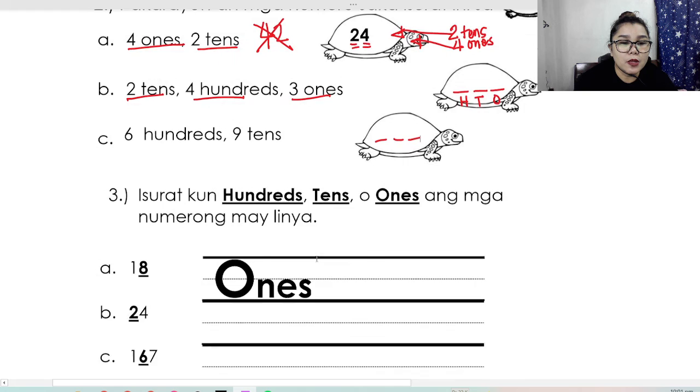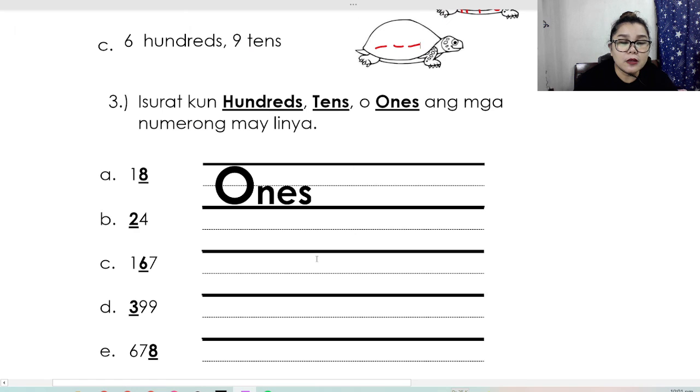Okay? Number 3. Okay, part 3. Isulat kung hundreds, tens, o ones ang mga numerong may linya. For letter A, it's given as an example already. So, we have 18. So, what is 8 in 18? It's ones. Bakit? Ones, tens, hundreds. So, 8 here is ones.